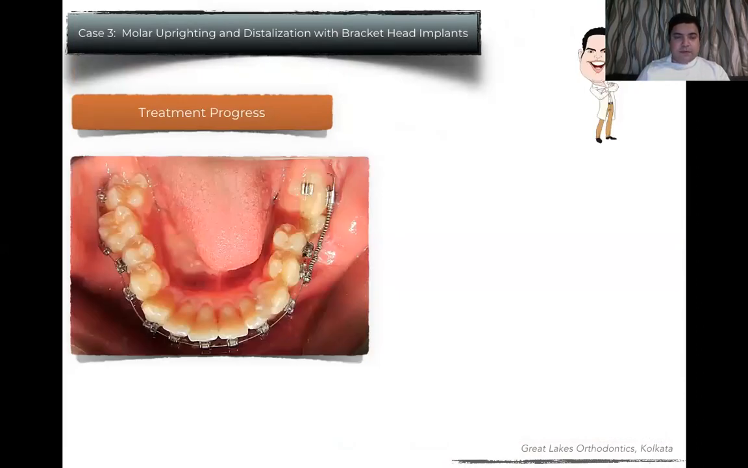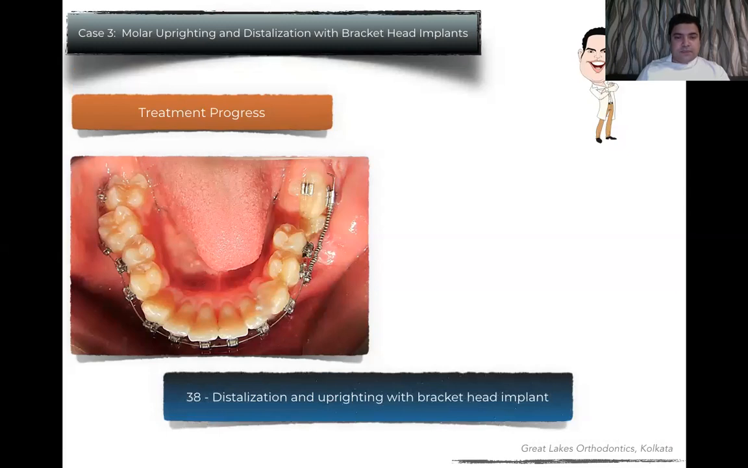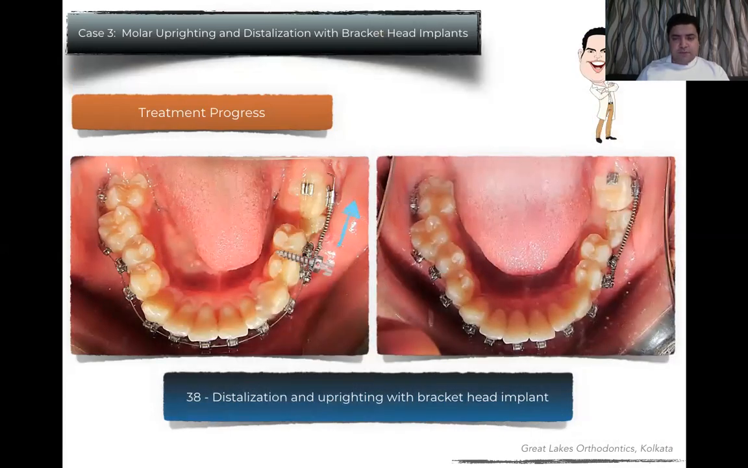So how did the treatment progress with respect to the occlusal perspective? What happened was now you kept a little bit of wire extension so that distalization and uprighting can happen. So a bracketed implant was placed and you activated the coil spring. After about 3-4 months, you can see a significant amount of molar uprighting has taken place and a lot of space has opened up. So significant distalization happened.